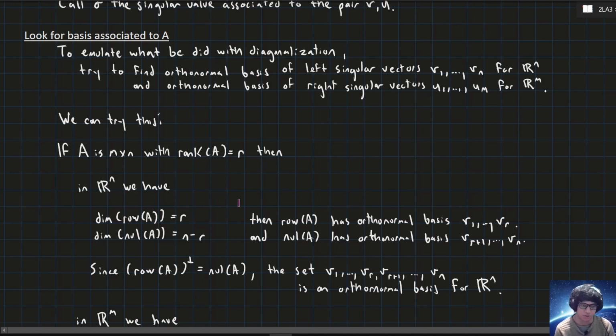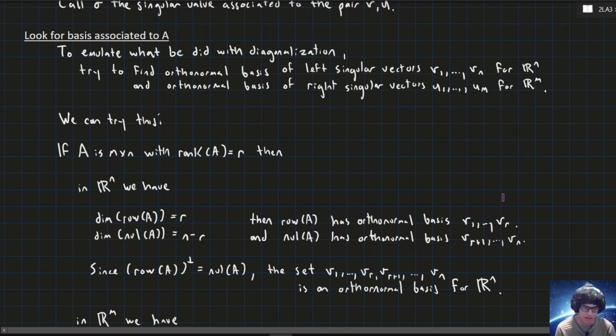So if we're looking for v1 through vn, we can say that the first 1 through r vectors can be a basis for the row space, and the last n minus r vectors, so the indices will be r plus 1 all the way up to n, will be a basis for the null space. That's how we'll split up the dimensions. That's how we'll index it.